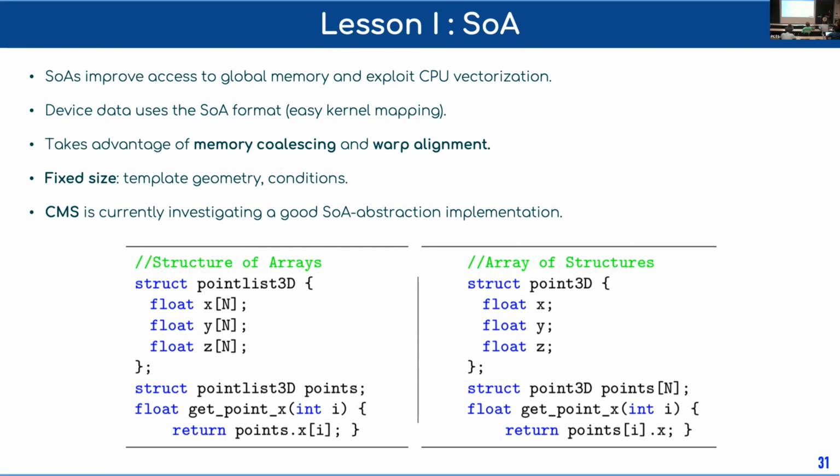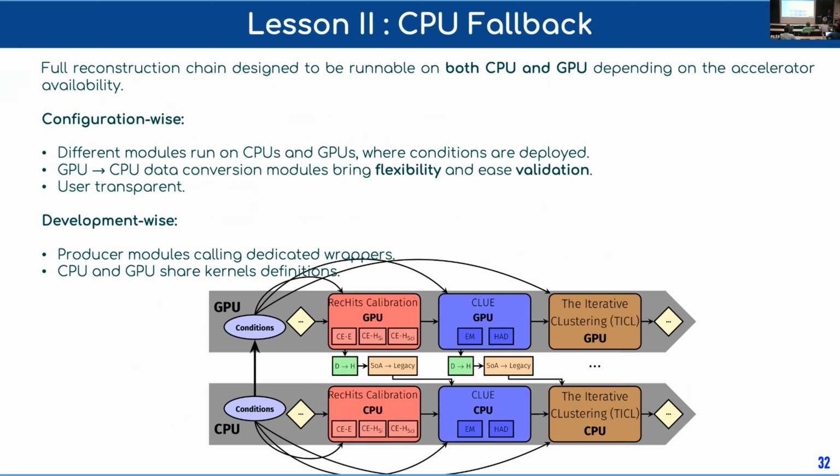The second part is that you always have to rely on some CPU fallback, because you don't know what will happen in your farm. Maybe some GPU will be, let's say, not available or whatever. So you always have to stick to something that can run both on CPU or on GPU. I'm showing here, for example, a block for the reconstruction, just to show you that it is already running on both backends. And so from the side of the configuration, you have different modules that should run on CPUs or on GPUs.